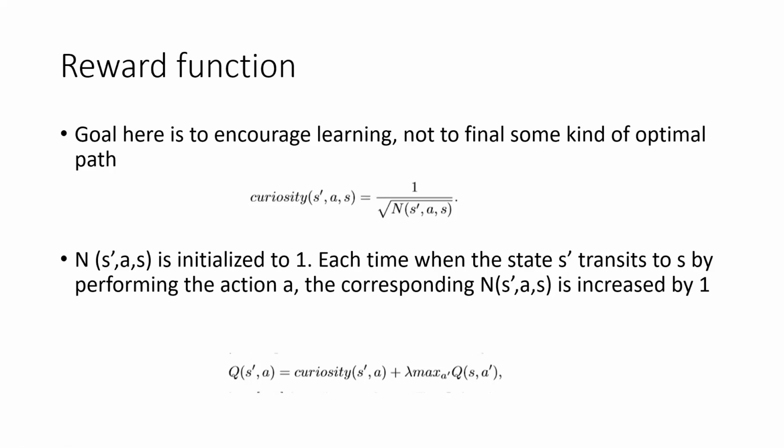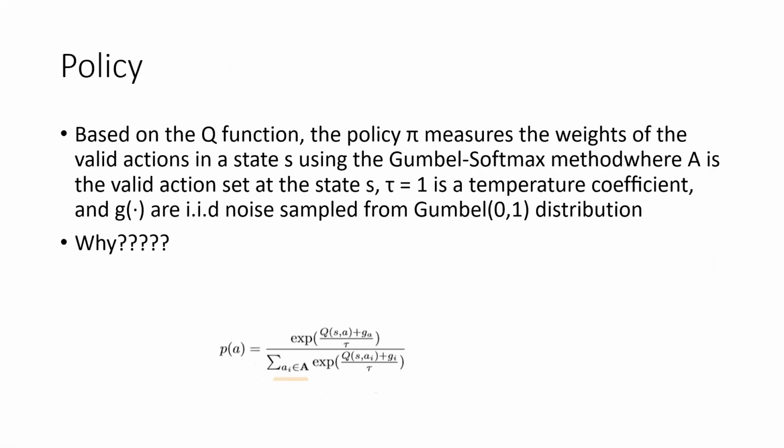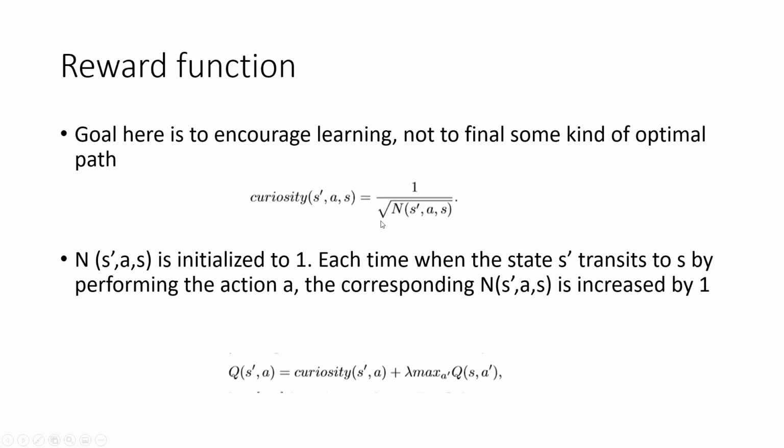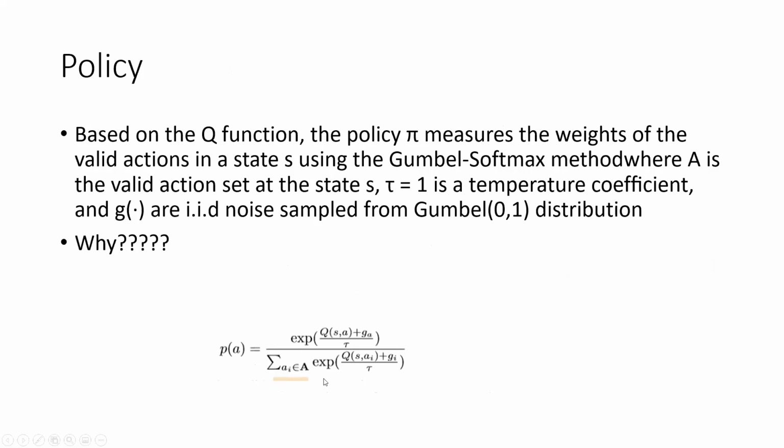Yes, correct. And this is their Q learning update function. Basically the reward is given by curiosity of state prime and A, plus Q max A prime of state A prime. I think they sum up the reward. Yes, correct. So here they sum up the reward over all the states to see what it is here.